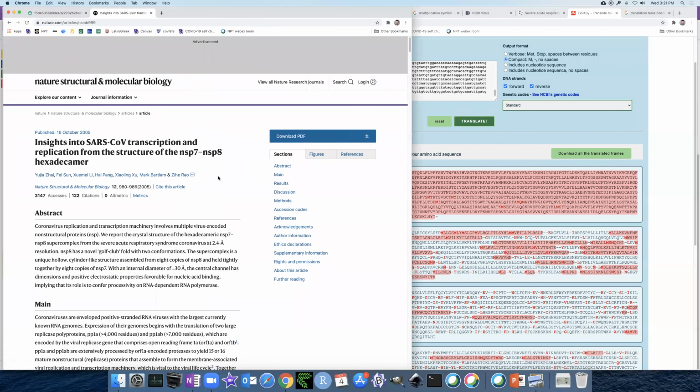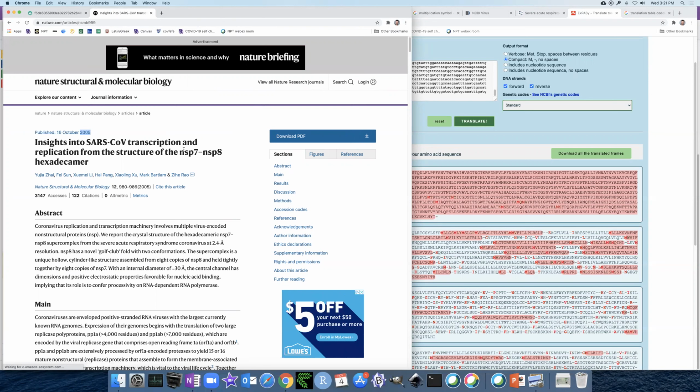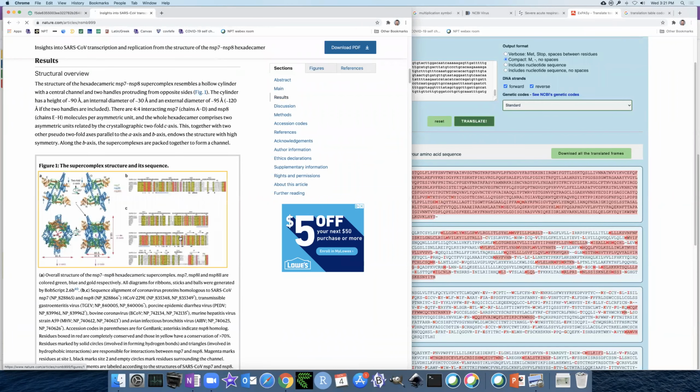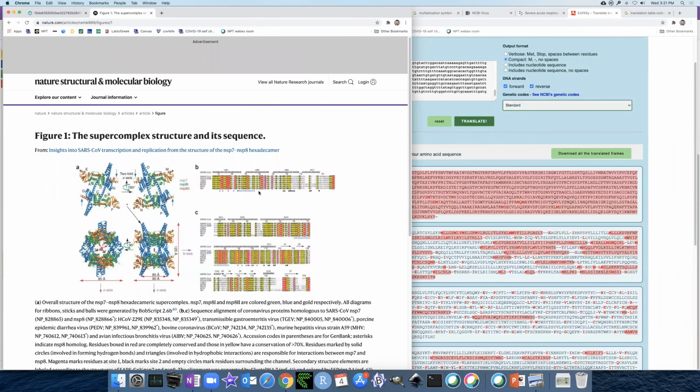And this tells us something about this. So again, this is 2005. These are proteins that are found in the novel coronavirus that causes COVID-19, but they're related to proteins that have been seen before. So this caught my eye because as a hexadecamer, what that means, the hex for 6, the deca for 10, so this would be, I believe, a 16 subunit protein.